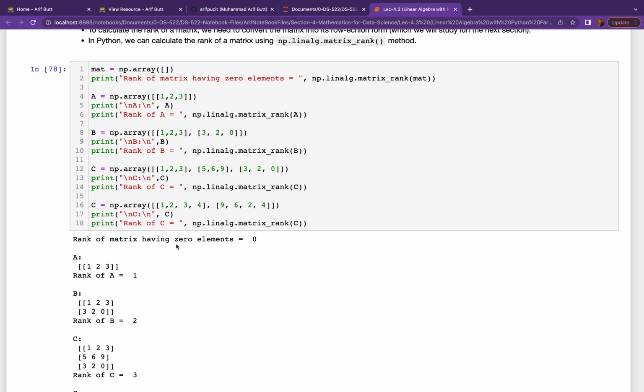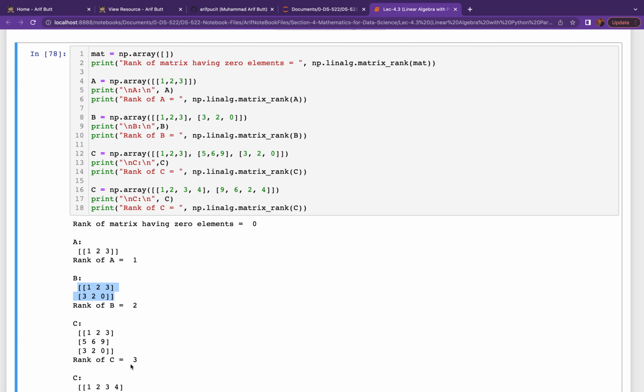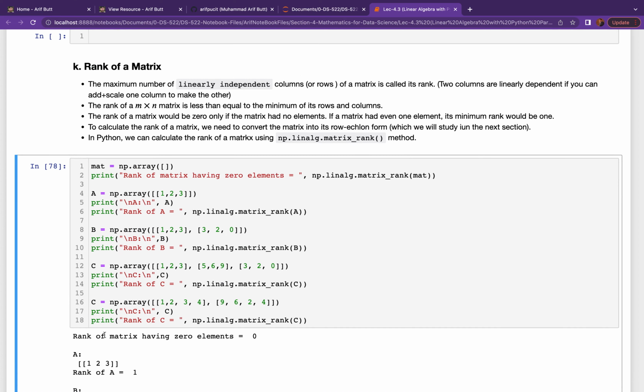So the rank of a matrix having 0 elements is 0, of course. This is a matrix of 3 elements just. Rank of 1. This is a 2 by 3 matrix having a rank of 2. And over here we have rank of 3. And over here again we have rank of 2.